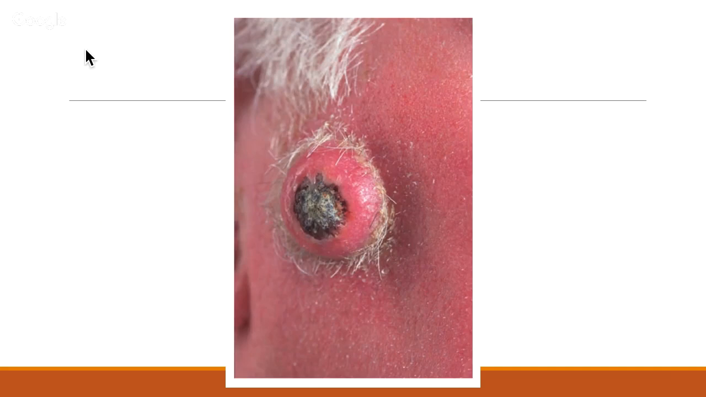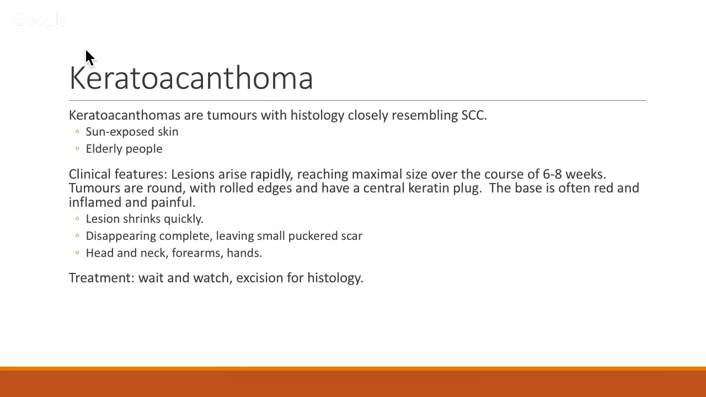This is something that actually will come up in an EMQ as a spot diagnosis. Yep, keratoacanthoma. So classically that volcano-like lesion with the central keratin plug. So tumours, round and rolled edges, you get that plug in the middle, and the base is often erythematous, inflamed and painful. Keratoacanthomas are interesting because the histology closely resembles SCC, but strangely the lesions also shrink and disappear. So with the treatment, you either watch and wait and let it self-resolve, or if you're unsure as to whether it is something like an SCC, then you would just go and excise it.